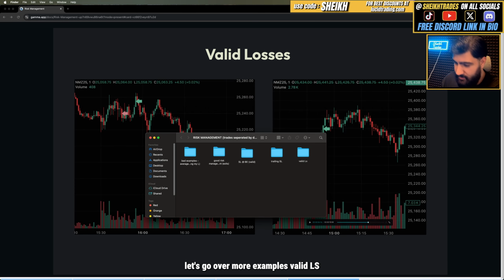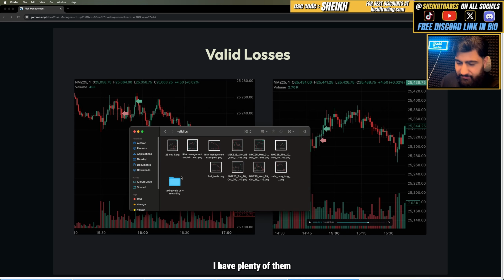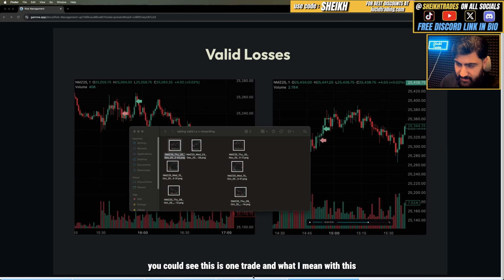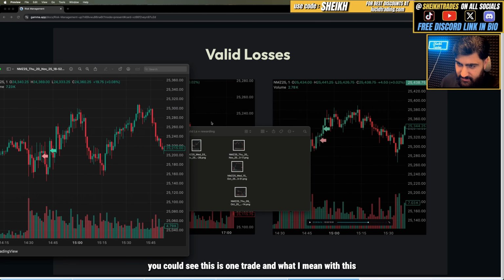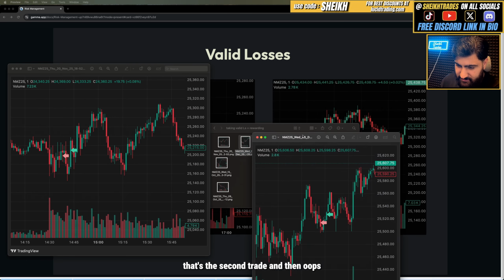Let's go over more examples. Valid Ls, I have plenty of them. Let's first go over valid Ls that end up rewarding, so I'll put them together. You can see this is one trade. I'm going to explain what I mean in a second. That's the second trade, and then we have the third trade. I'm trying to put them all together. Let me move this out of the way.